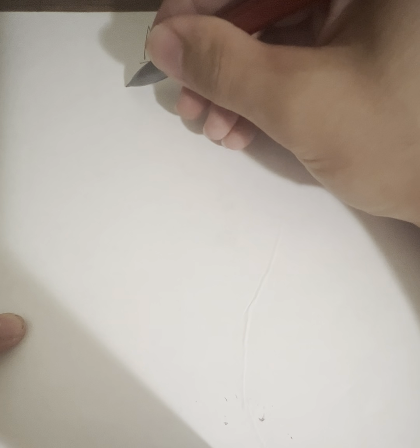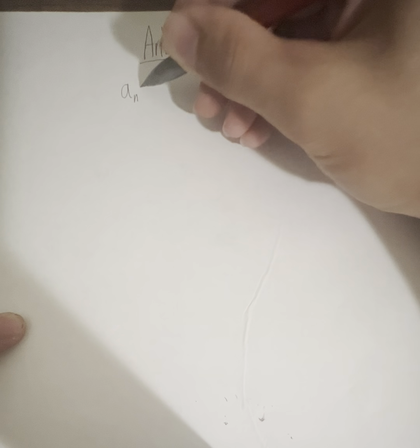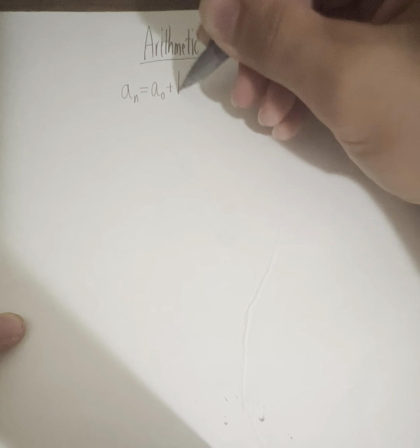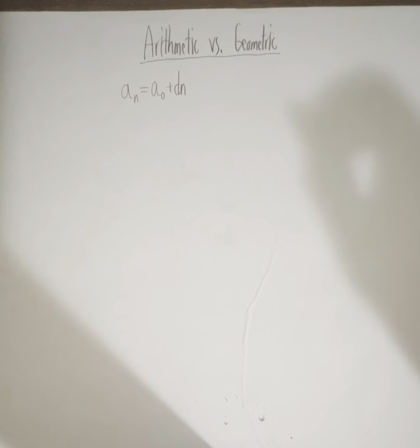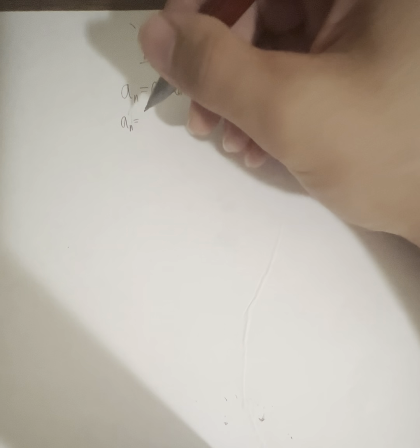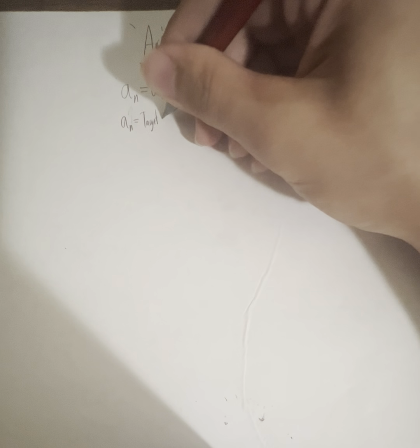So when we have arithmetic, we have the first formula, which is a of subscript n equals a of subscript 0 plus dn. Now, what these variables symbolize: a of n would symbolize the target value of the arithmetic sequence.